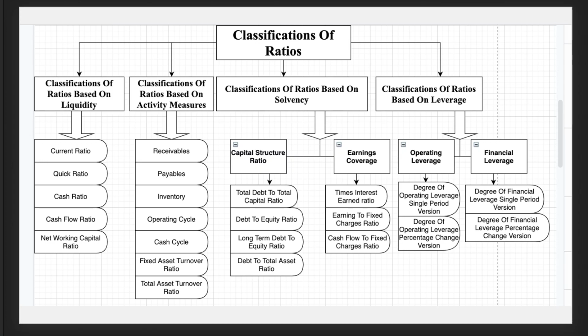As I told you in my previous video, ratios can be classified into 4 groups: ratios based on their liquidity, ratios based on their activity measure, ratios based on their solvency, and ratios based on its leverage. So in this video, let's go through classification of ratios based on their liquidity. As I told you earlier, there are around 5 metrics under this ratio: current ratio, quick ratio, cash ratio, cash flow ratio, and net working capital ratio.